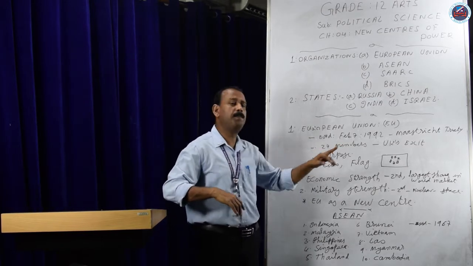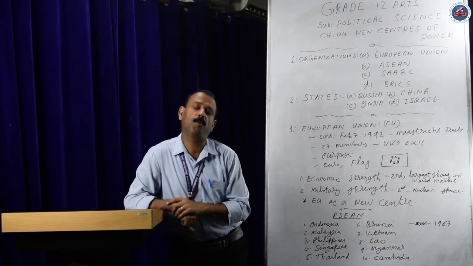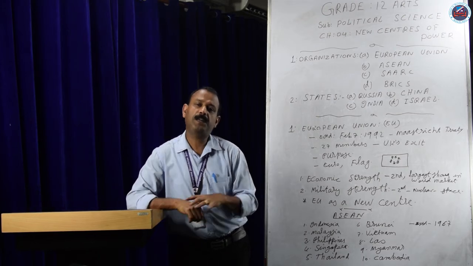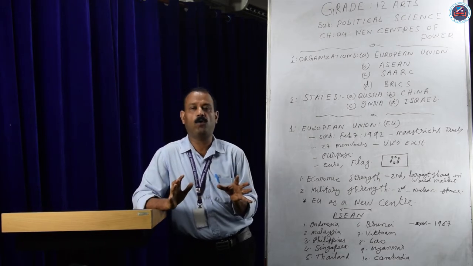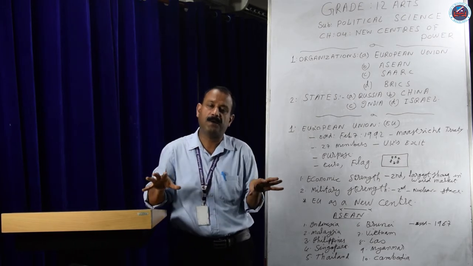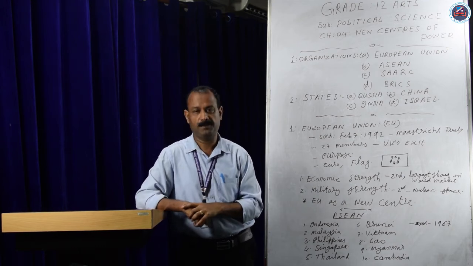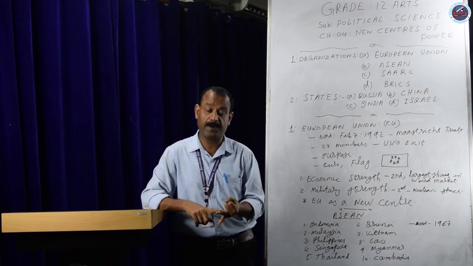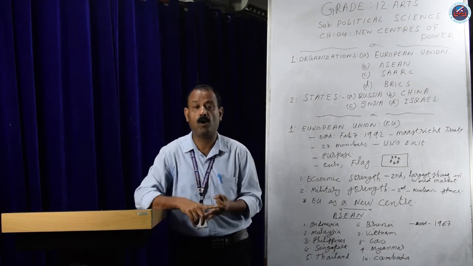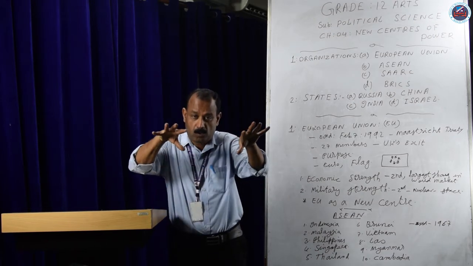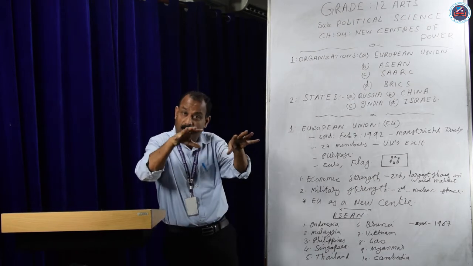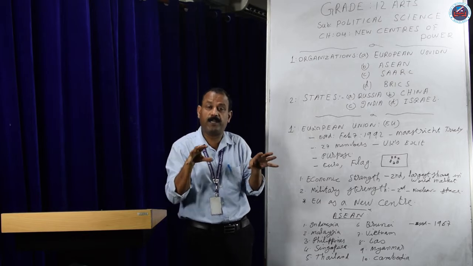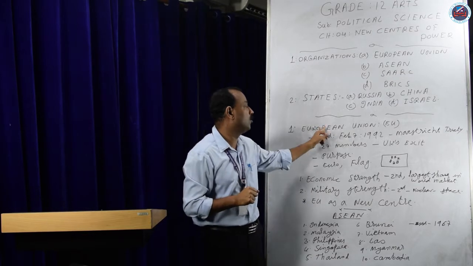Purpose. For what purpose was the European Union formed? It was formed basically for cooperation among the European countries. What type of cooperation? Economic cooperation, military cooperation, and socio-cultural cooperation. They wanted to have cooperation among themselves. They wanted to work under an umbrella, and so they formed a group called the European Union.